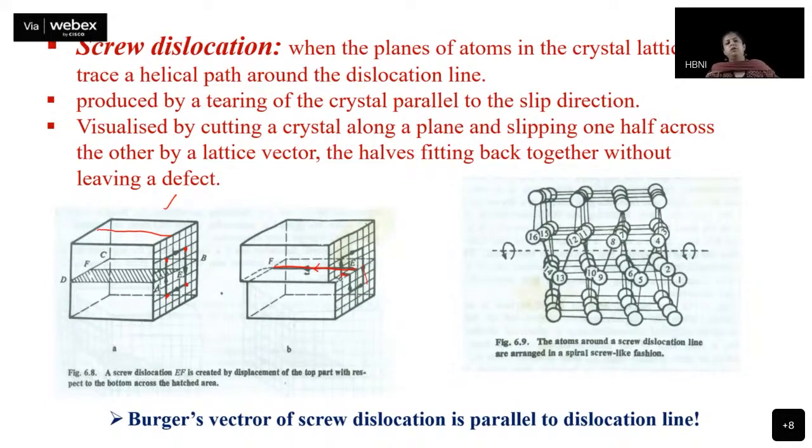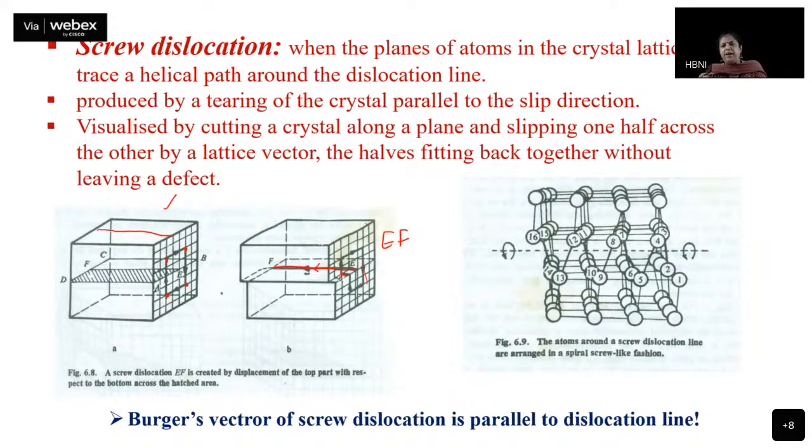Why has it got the name screw? That is an interesting thing. Because if you try to imagine the bond distances along this line EF that is being shown here, that is along the screw dislocation, the bonds actually look like a screw, like when you move a screw inside, it takes that path. Because this particular dislocation has created this arrangement of atomic bonds, it is called a screw dislocation. It is like you take a screwdriver and try to move it. The way it moves, this is how your screw dislocation moves.